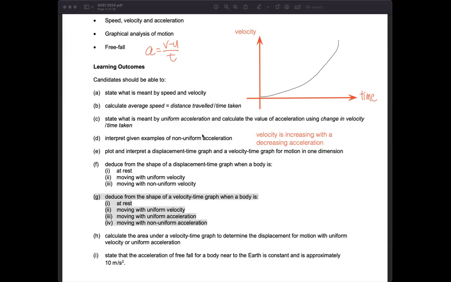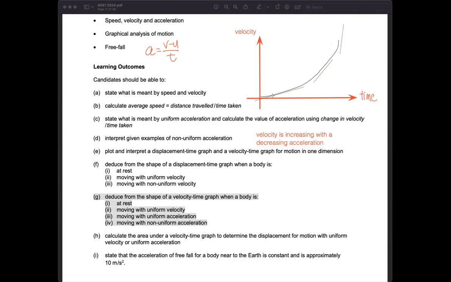Because the gradient is increasing. Can you see the gradient is increasing? The gradient of this graph is increasing. So the gradient tells you the next level, which is the acceleration. So in this example, you can say that the velocity is increasing with an increasing acceleration. It means that the change in velocity is greater and greater over time.